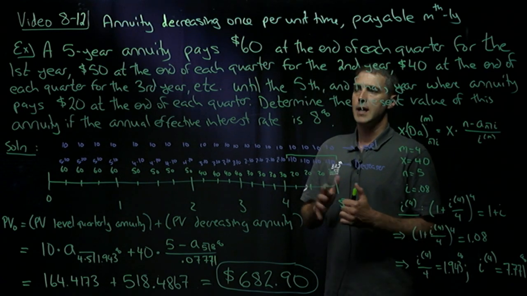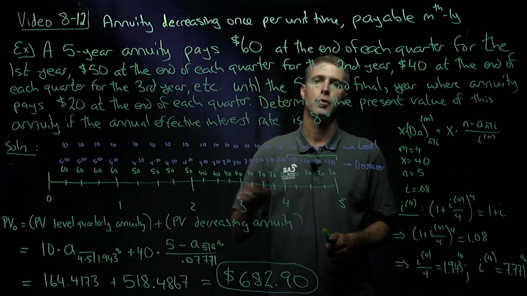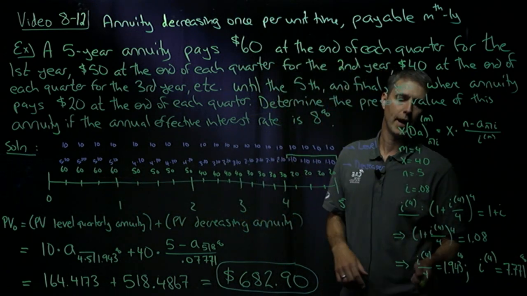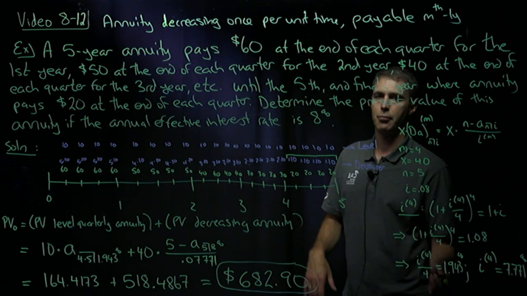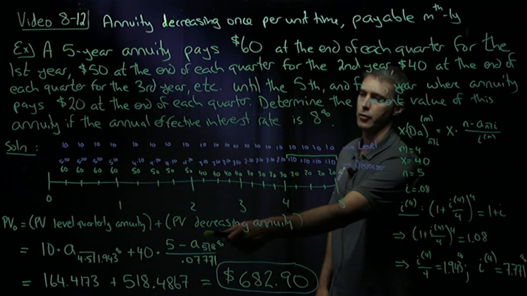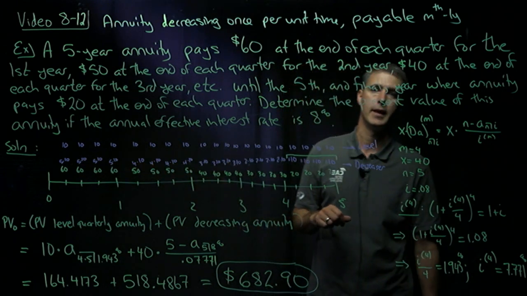Now, worst case scenario on exam FM, you're confronted with this problem. There's only 20 payments. You could brute force each and every one of them back with a quarterly effective interest rate and add them all together. Save that problem till the end, and if you got 10 minutes, you can brute force this thing out without ever knowing the formulas. Just drag each individual quarterly payment back however many quarters and then add them all together.